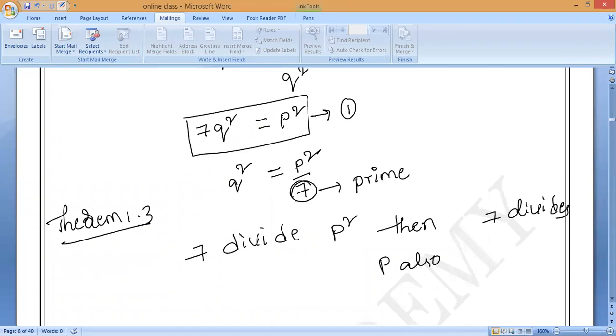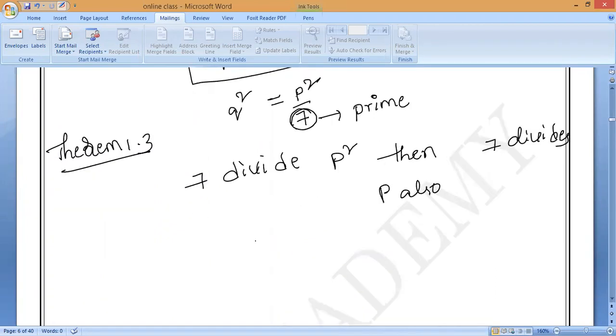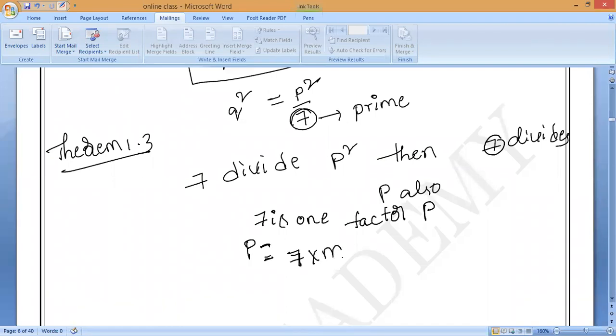And here P is any positive integer. So 7 is one factor of P, correct? So, how do we write P equal to? P is equal to 7 into M. So next step, what is the next step?